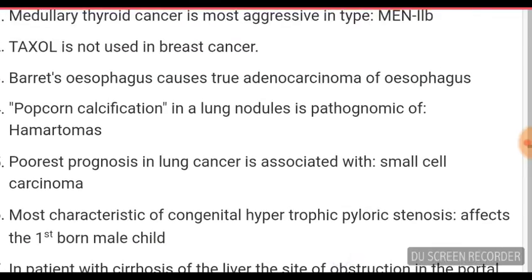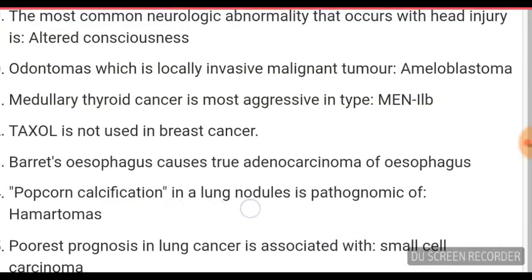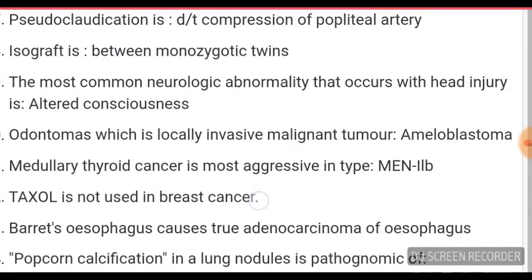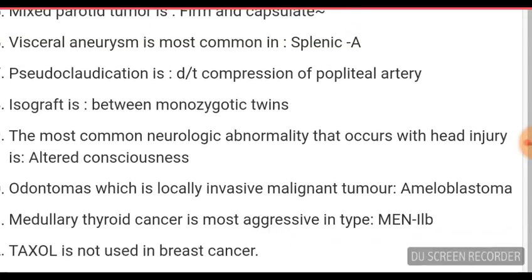Poorest prognosis in lung cancer is associated with small cell carcinoma. Popcorn calcification in lung nodule is seen in hamartomas. Very important, common one also. Barrett esophagus causes true adenocarcinoma of the esophagus. Taxol is not used nowadays in breast cancer. Medullary carcinoma thyroid is the most aggressive type. MEN 2B medullary carcinoma is most aggressive.